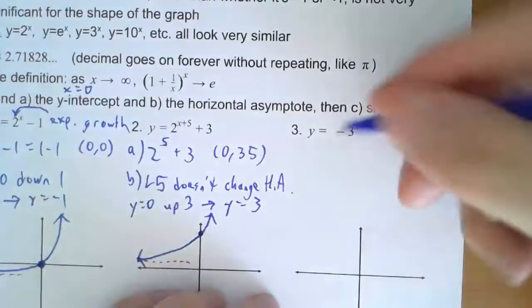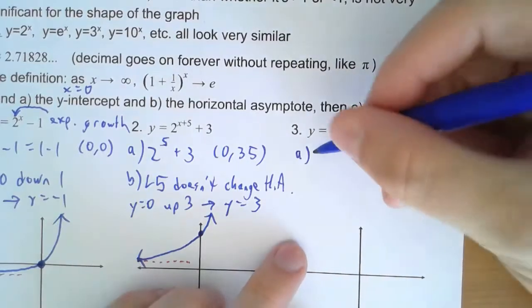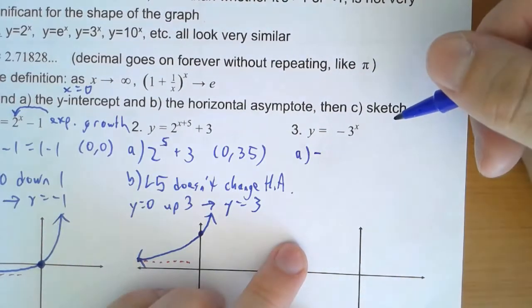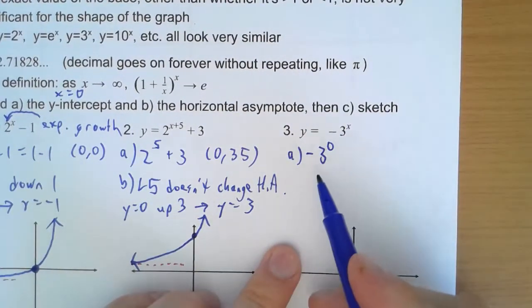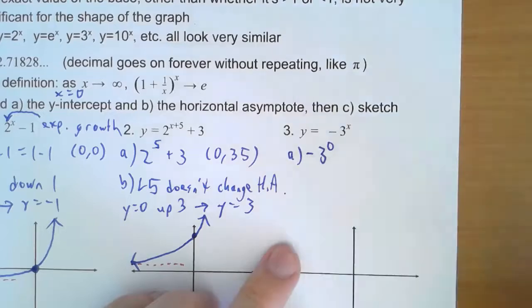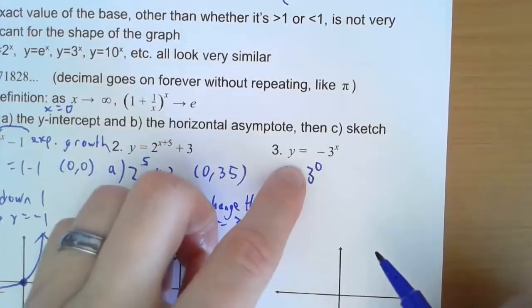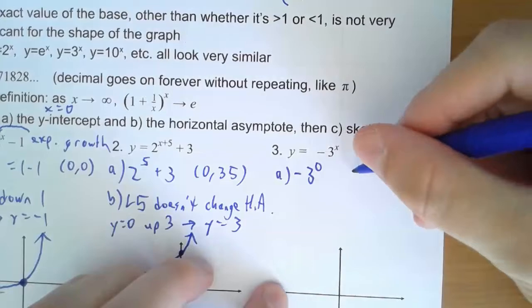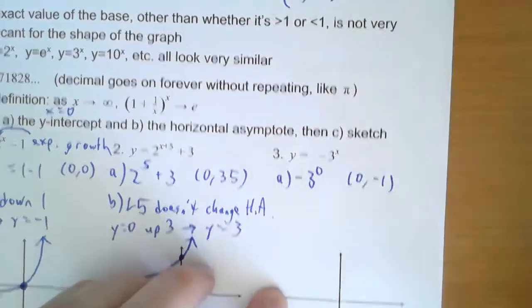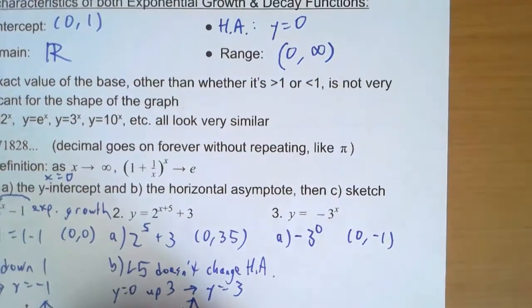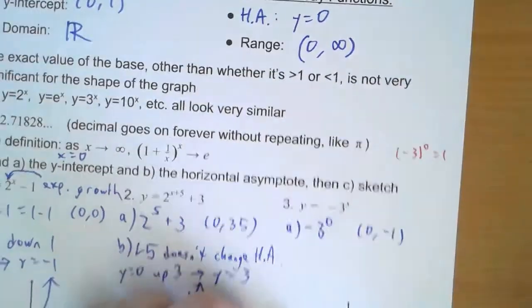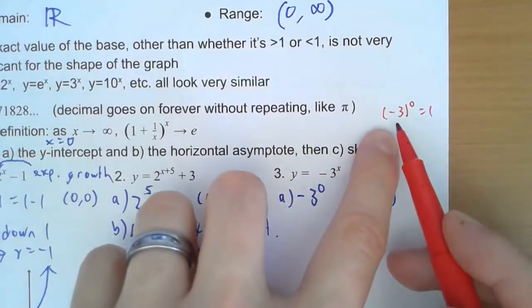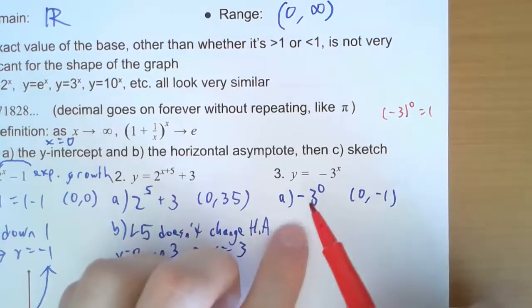Okay? So this one, when I find my y-intercept, I'm doing negative 3 to the 0. Listen how I said that. It's negative 3 to the 0. We have to do the exponent first before we do the negative. So 3 to the 0 is 1, and then I stick the negative on it. And so I'm going to get (0, -1). Okay? So I'm not doing negative 3 to the 0 with a negative base. That would be 1.